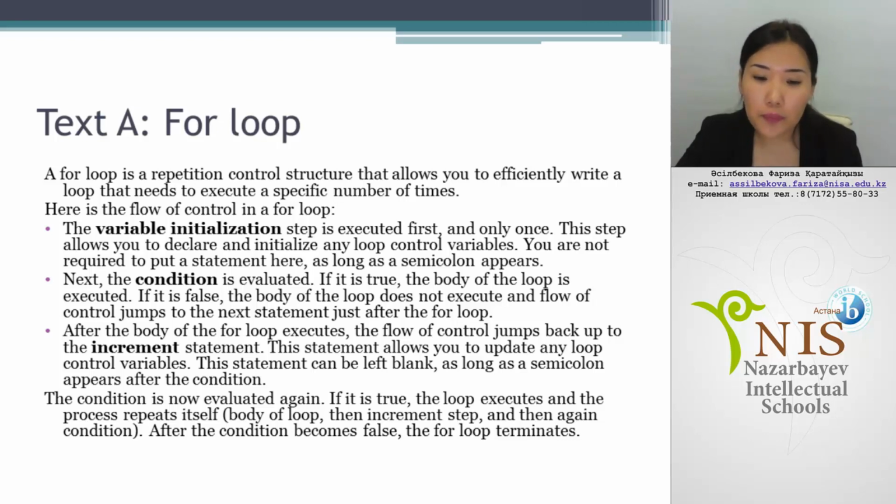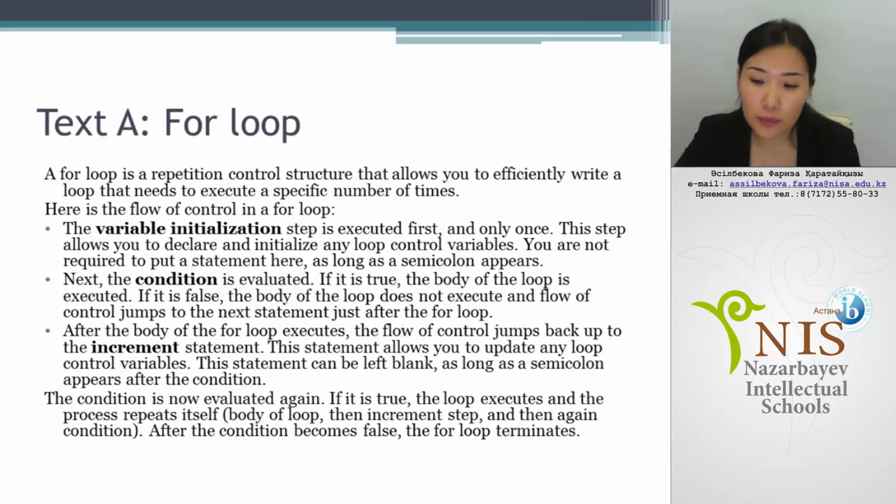After the body of the for loop executes, the flow of control jumps back up to the increment statement. This statement allows you to update any loop control variables. This statement can be left blank as long as a semicolon appears after the condition. The condition is now evaluated again.